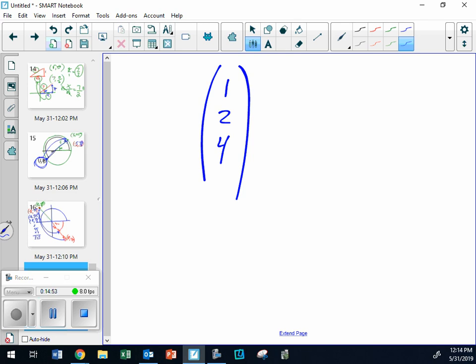Like, do you know how to do a unit vector? Do you know how to find something in the same direction as this? Do you know? Yes.